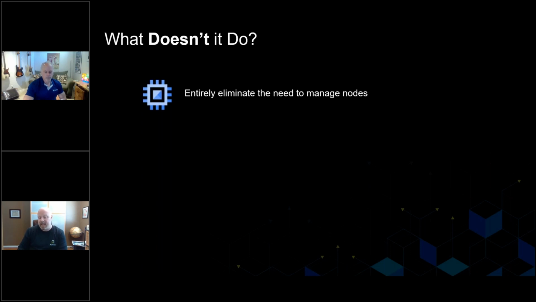And because you're paying for the whole node, you want to make sure that you're fully utilizing those node resources. So it's very good, as I mentioned, for general purpose workloads. You don't have to worry about that. But just keep in mind, it doesn't eliminate it entirely.